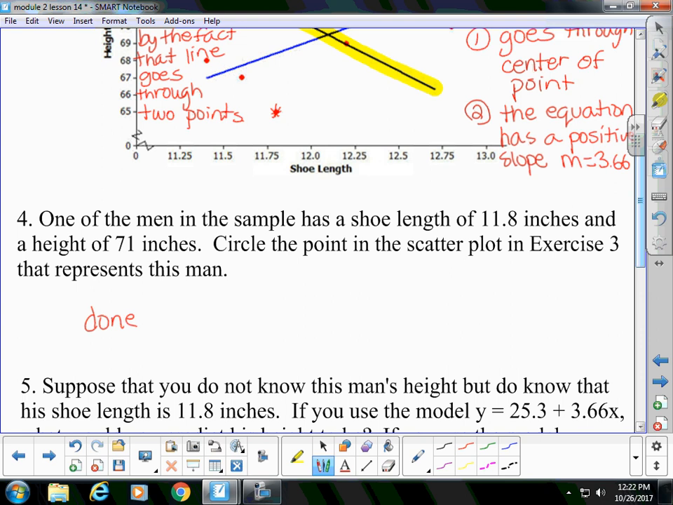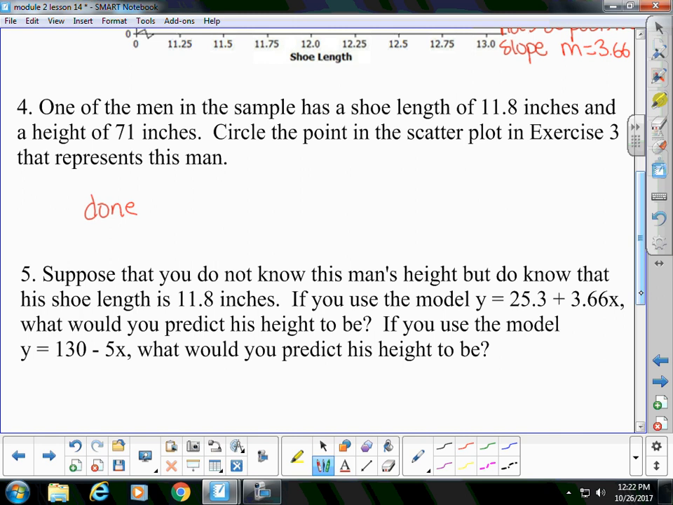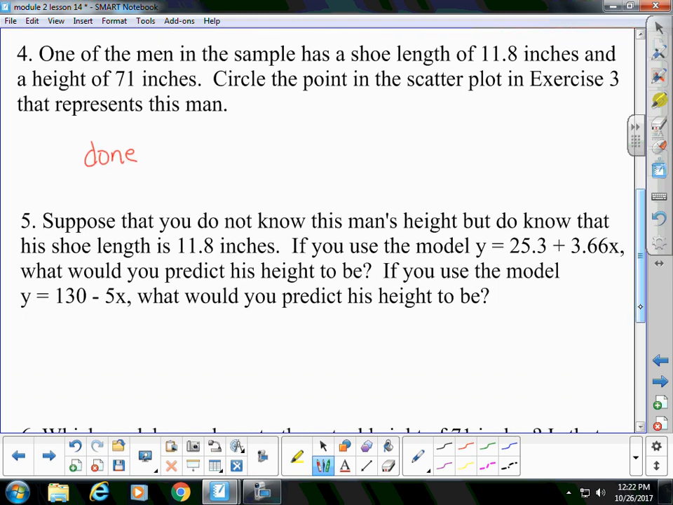Suppose that you do not know this man's height, but you do know that his shoe length is 11.8 inches. If you use the model y equals 25.3 plus 3.66x, what would you predict the height to be? So in other words, if we were to use the equation, let's go ahead and plug in the 11.8 and see what we get.